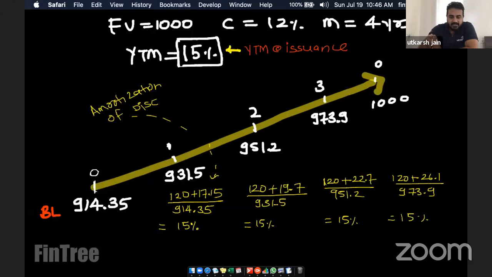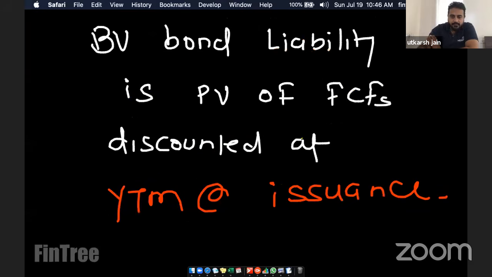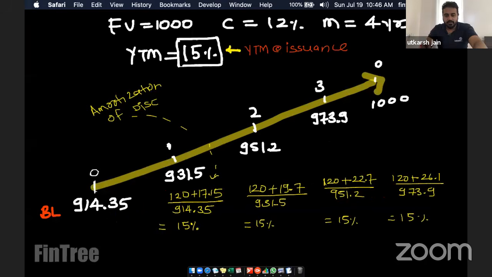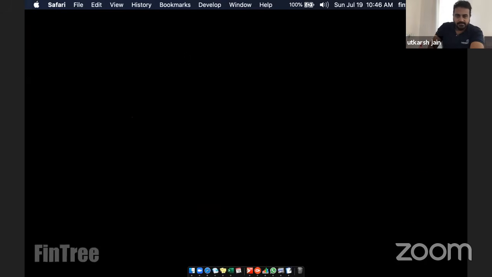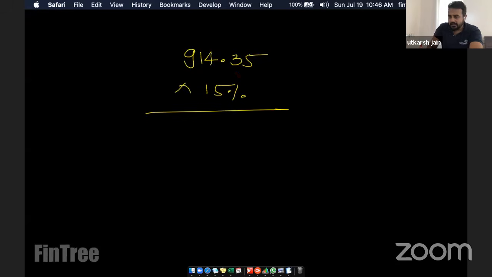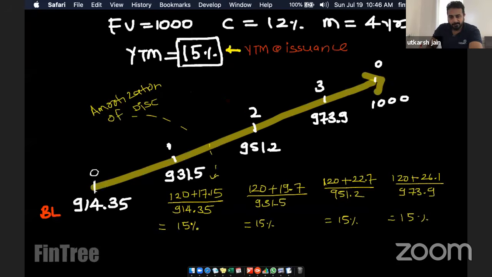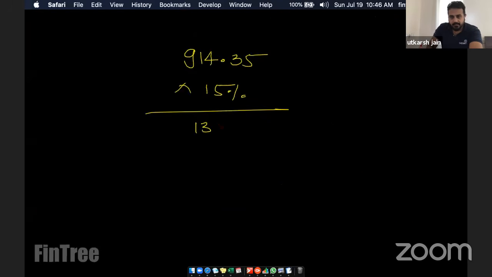So what she does is, she says, I've invested 914.35. I should earn 15%. So multiply this with 15%. Tell me how much is this? It is 137.15. So now what she's expecting is, she's expecting that the company who issued the bond will deposit 137.15 in my account.